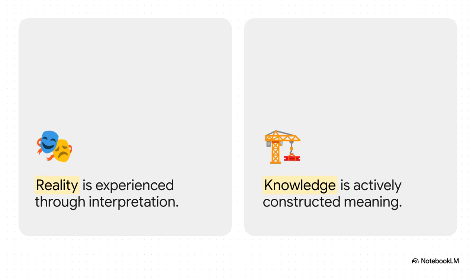So, the crucial point is this. Under constructivism, reality is encountered and experienced entirely through interpretation and context. Knowledge itself is an actively constructed meaning made by the learner. You literally reconstruct your own understanding through reflection and through social exchanges with others, meaning two learners can walk away from the exact same lesson, understanding it differently, and yet they are both still genuinely learning.